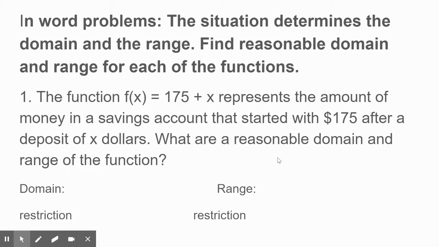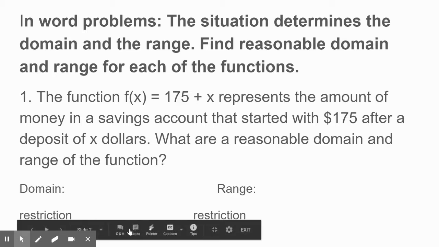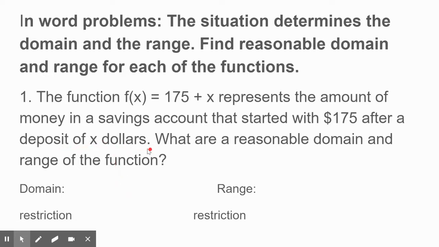Well, it gives us a good clue here when it says that the deposit of x dollars. That's a clue right there, that x is the domain. So the domain is the deposit. That's going to be the independent variable because you decide how much money you want to deposit. Okay? So the domain is the deposit. That's the independent variable. But there's a restriction on this domain, right?